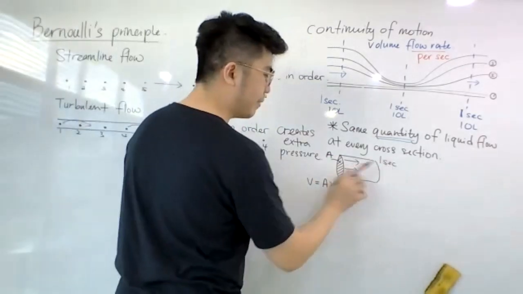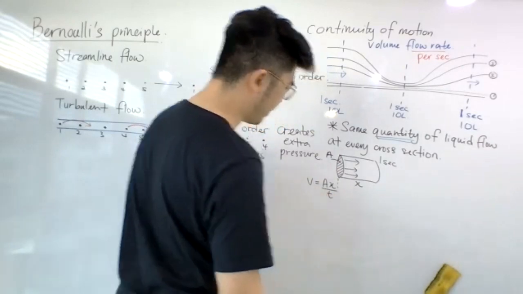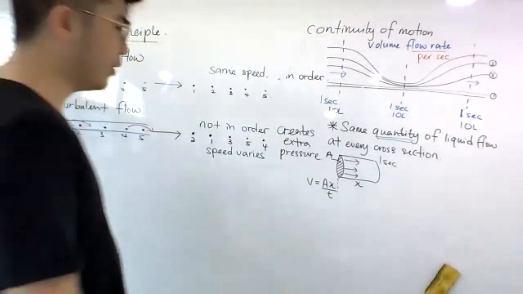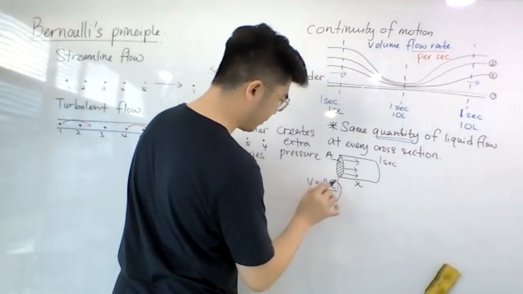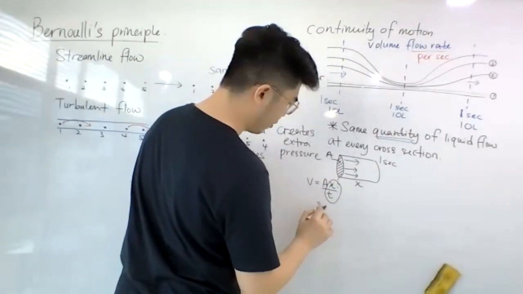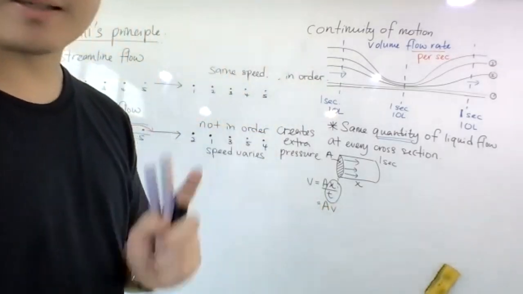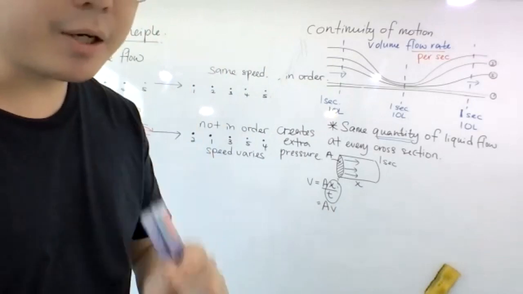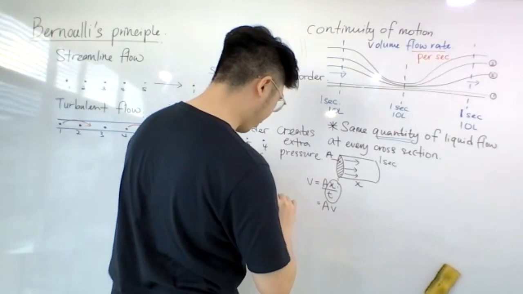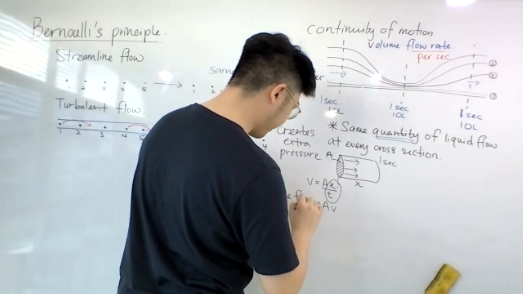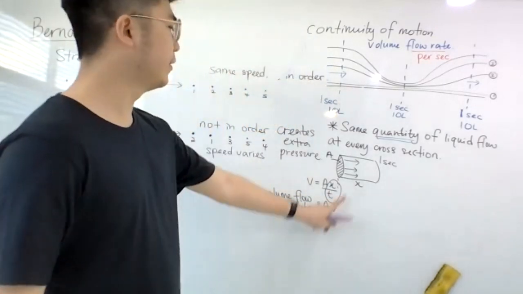So in 1 second, it goes like this. I will divide by time, which is 1 second. What do I get here? AX over T, right? And this X over T, which is distance divided by time, gives us velocity. So AV is the volume of water flowing per 1 second. This I will call my volume flow rate, which equals A times V.